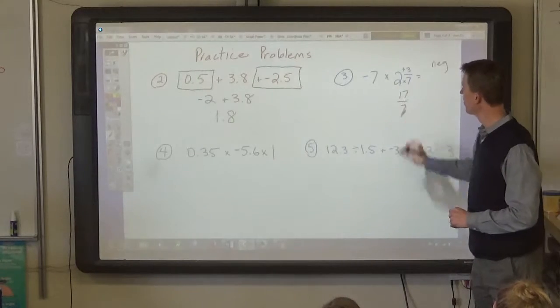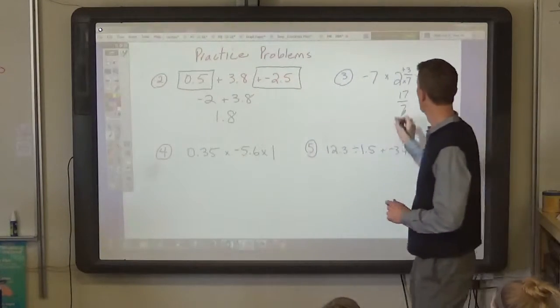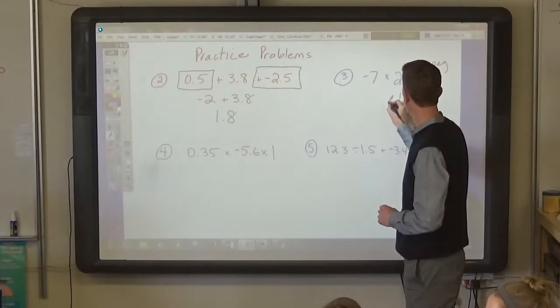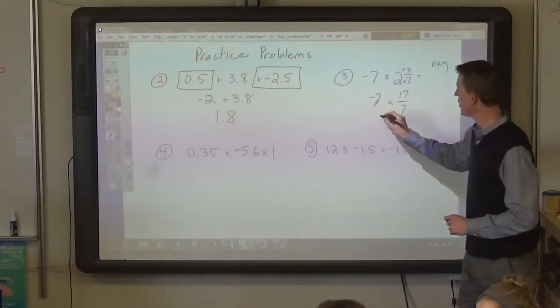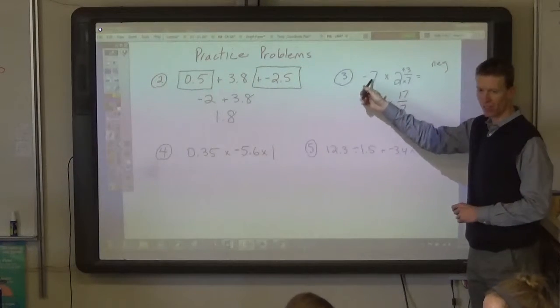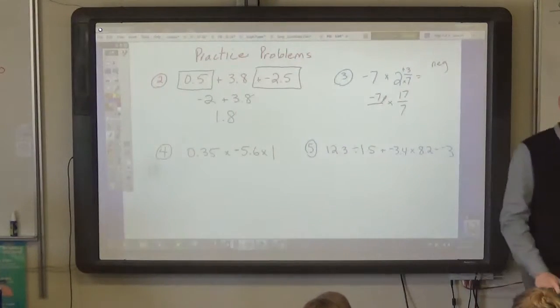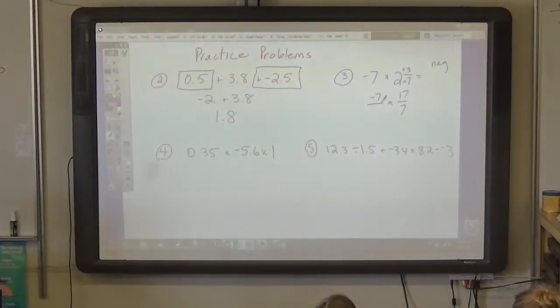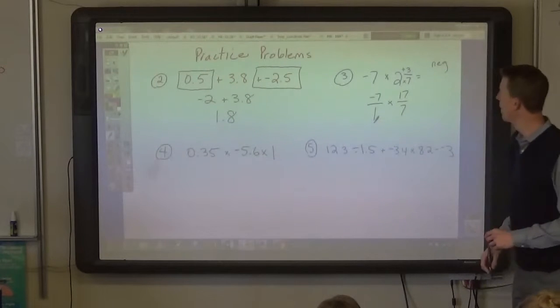17 sevenths. Now, when we multiply this by -7, we have to make this a fraction. How do you make this rational number a fraction? We talked about this in the first lesson. Tyler? Good, write it over 1.